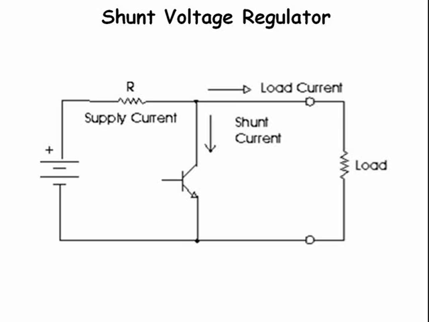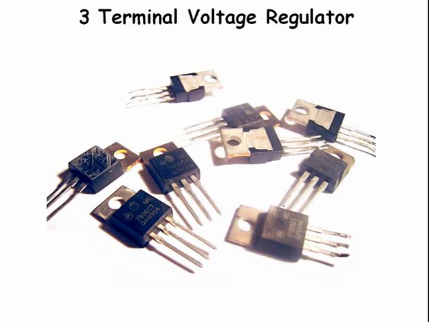A shunt regulator controls the output voltage by controlling the load on the power source. 3-terminal regulators are very popular. One terminal is for the input voltage, one is for the output voltage, and a third terminal is usually for ground. Some can be bought already configured for a specific positive or negative output voltage.